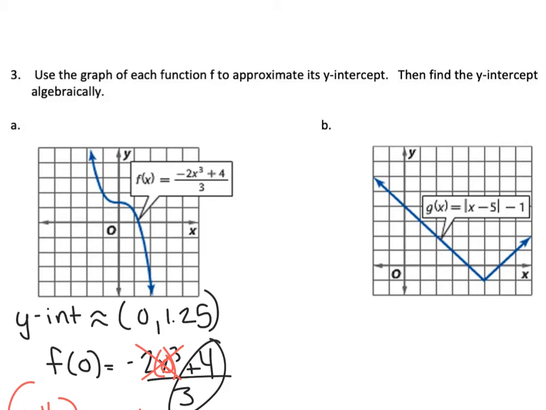On the second one, the y-intercept, as I'm estimating, appears to be about 1, 2, 3, 4, approximately 4. And then algebraically, if I do g of 0, that gives me the absolute value of -5, which is 5, minus 1 is indeed 4 for my y-intercept. You'll see it written just like this. You'll also see it written as an ordered pair.